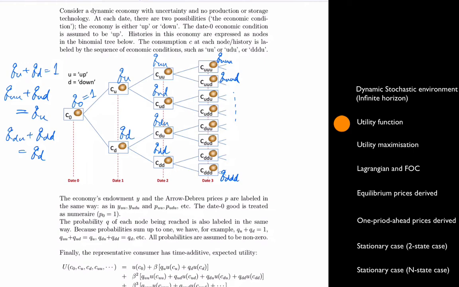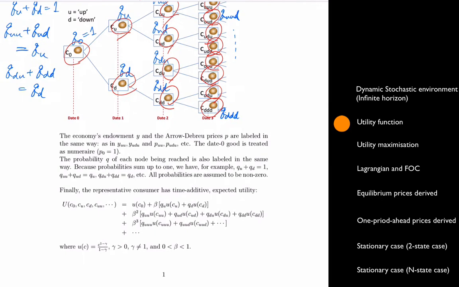So again, for consumers, these consumption goods are all different. So the consumer's utility function depends on the entire consumption plan. And it's time additive and expected utility. So it's some function u of date zero consumption plus time discount factor, let's say beta is some number between 0 and 1, such as 0.99, times the expected utility from the date 1 consumption.